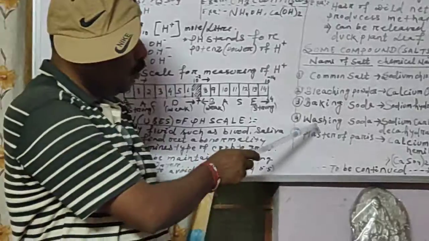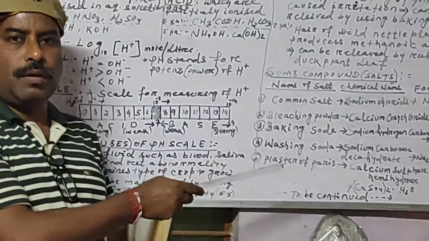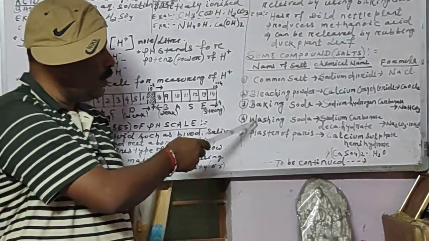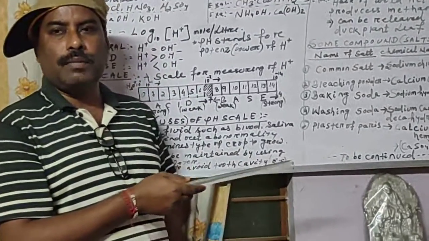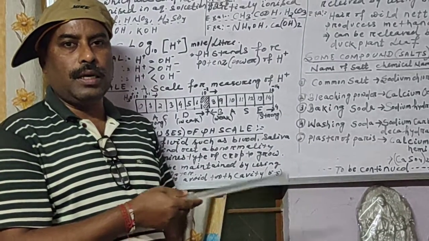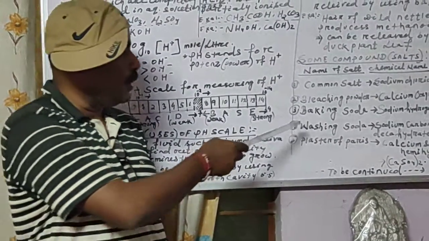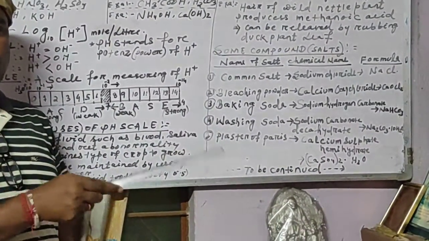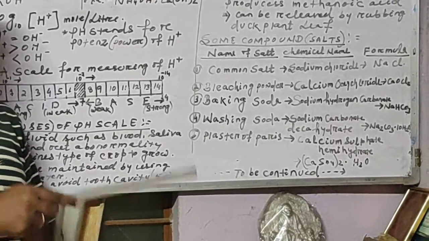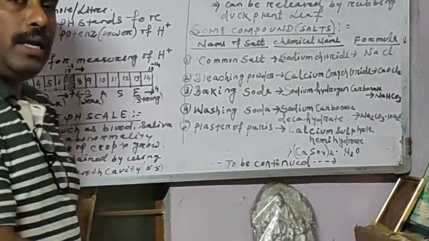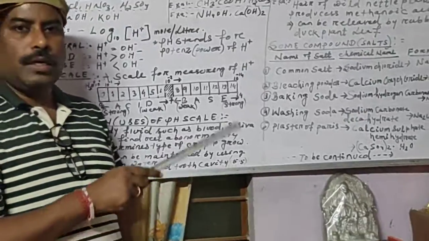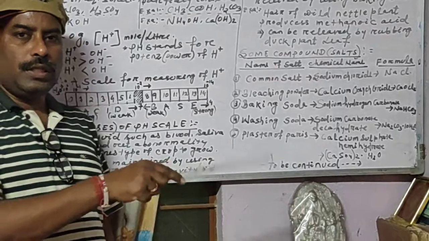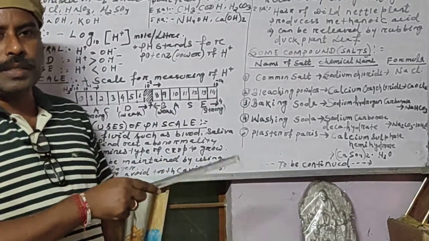Now number four, washing soda. Generally we use it for cleaning clothes in laundry. Nowadays we get a lot of detergents like Nirma, Reen, Ghadi, etc. The main compound in them is washing soda. Its chemical name is sodium carbonate decahydrate, and its formula is Na2CO3·10H2O. This 10H2O is in the form of water of crystallization.